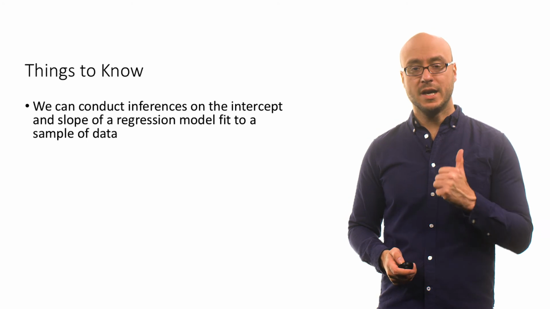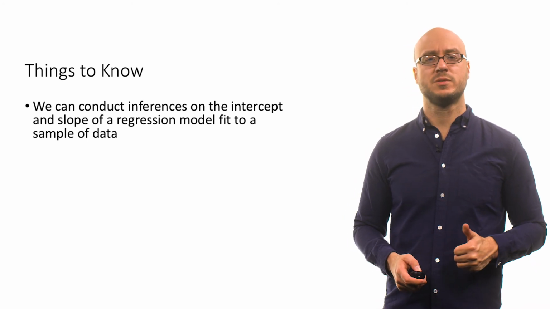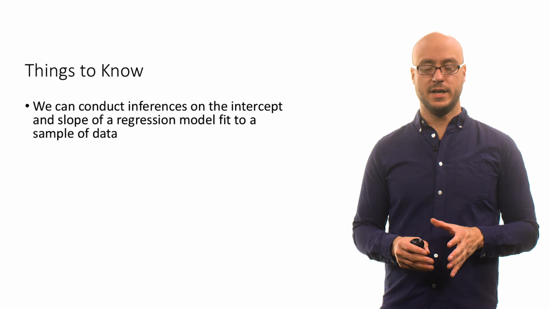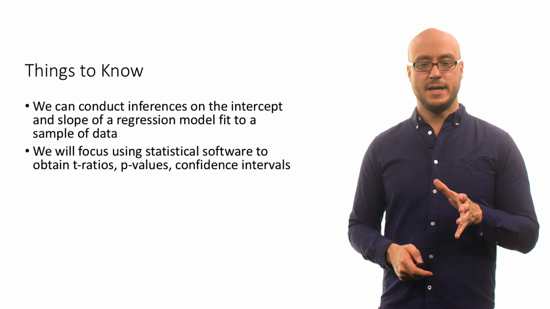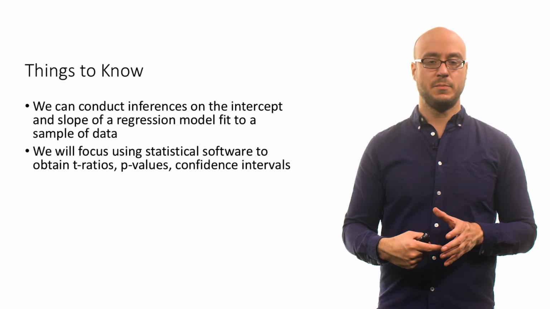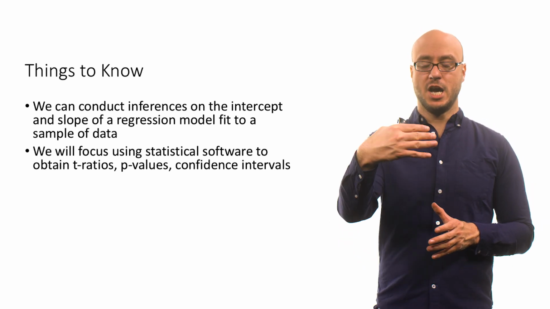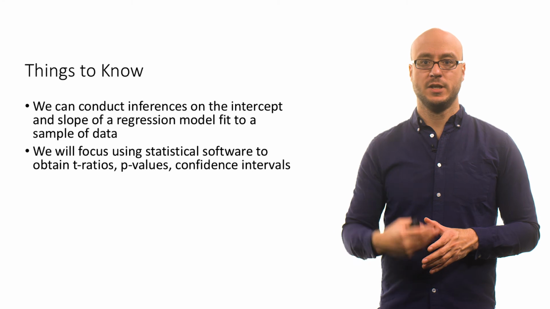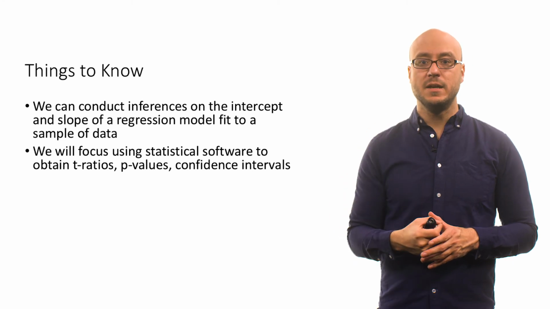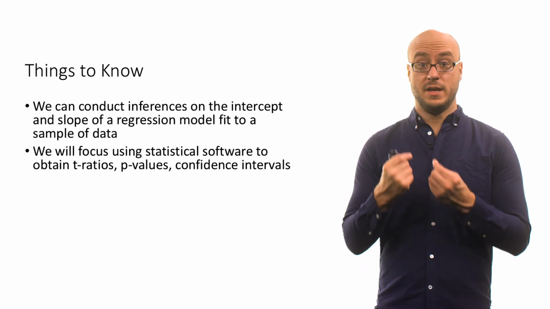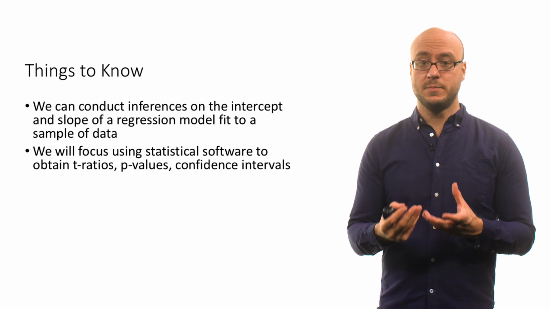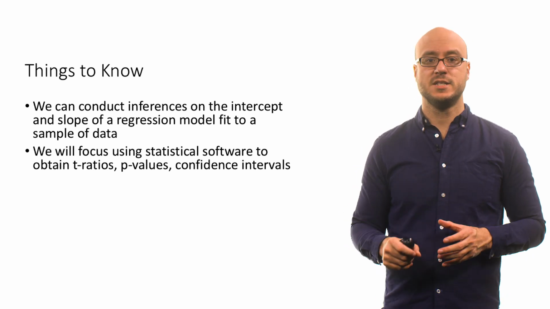So a few things to know at this point. We can conduct inferences on the intercept and slope of a regression model fit to a sample of data. The idea behind it is that we have a sample of data, we fit a regression model to that sample of data, and we want to say something about an unknown population. What is the intercept and slope in a population? And assuming that the sample is randomly sampled from that population, we can conduct these kinds of inferences.